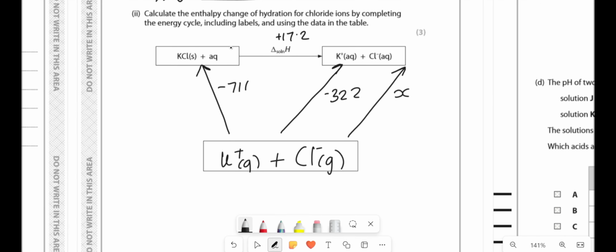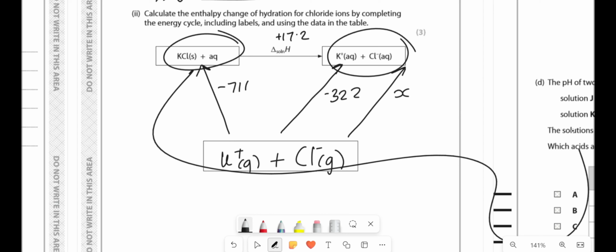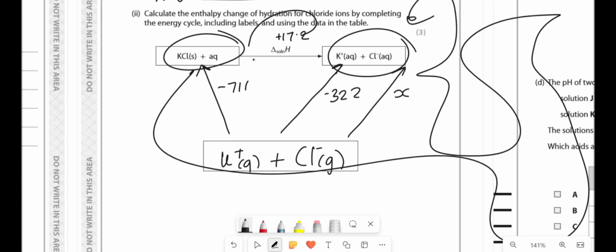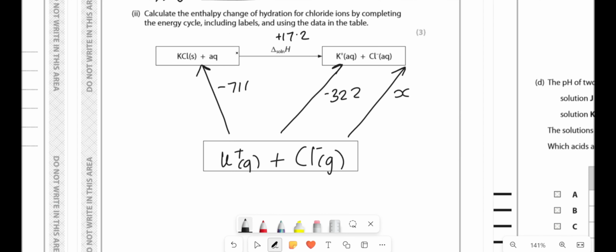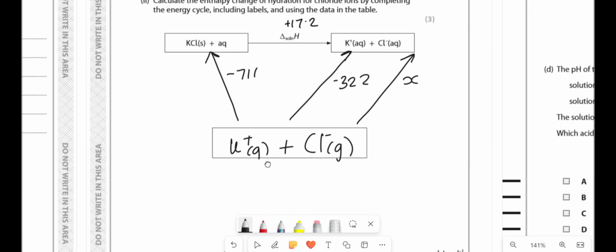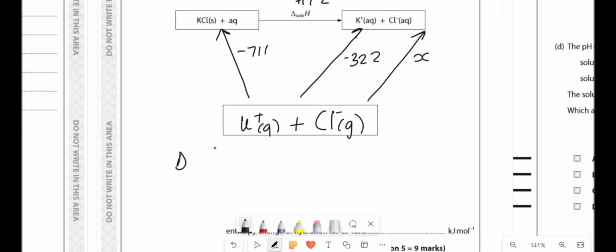Hess's law says that if you start at the same spot and finish at the same spot, the enthalpy change will be the same. So if you start here, finish here, no matter how you get there, the enthalpy change is the same. So then you can say that this route equals the whole other route. So the enthalpy of solution, this top arrow, 17.2, equals going this way. We're going against the arrow, so it's going to be 711. And then from here to here, minus 322, because we're following the arrow, plus X.